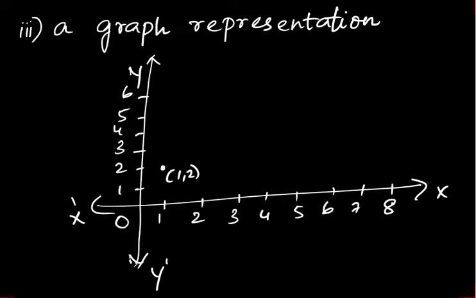Next you have (2, 2). 2 from your x axis and 2 from your y axis and write it as (2, 2). And next you have (3, 2). So 3 from your x axis and 2 from your y axis and write it as (3, 2). Next you have (4, 3): 4 from your x axis and 3 from your y axis. Next you have (5, 4): 5 from your x axis and 4 from your y axis.